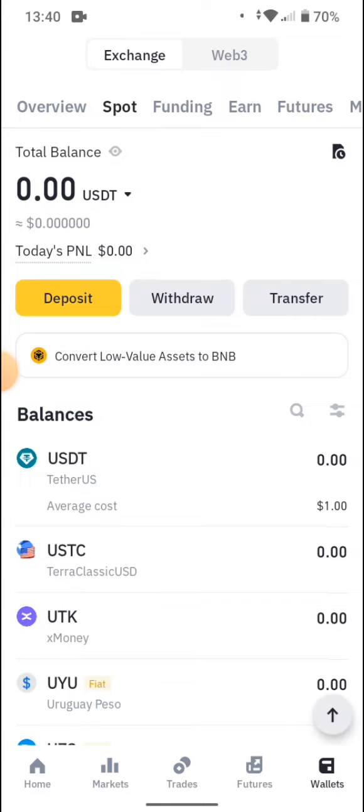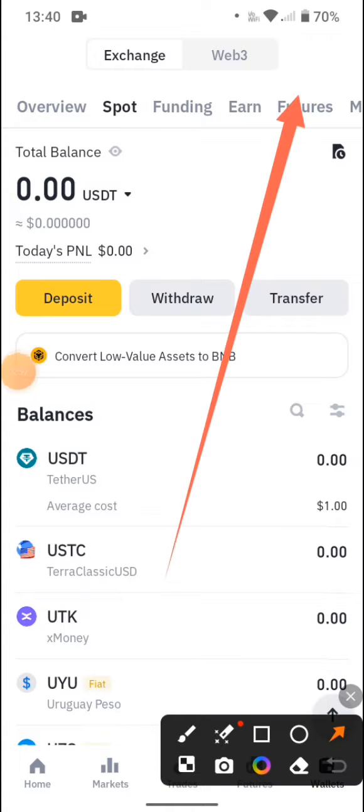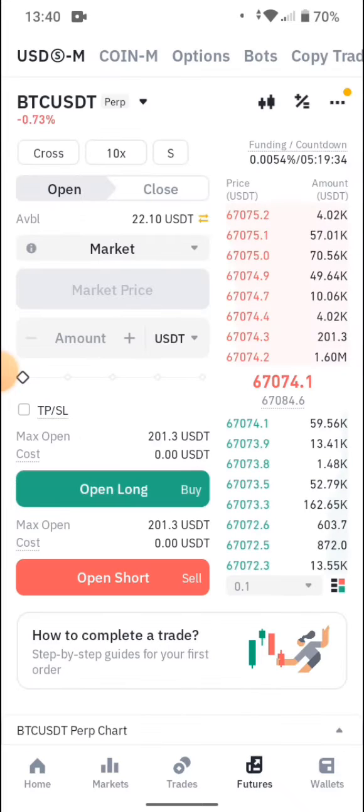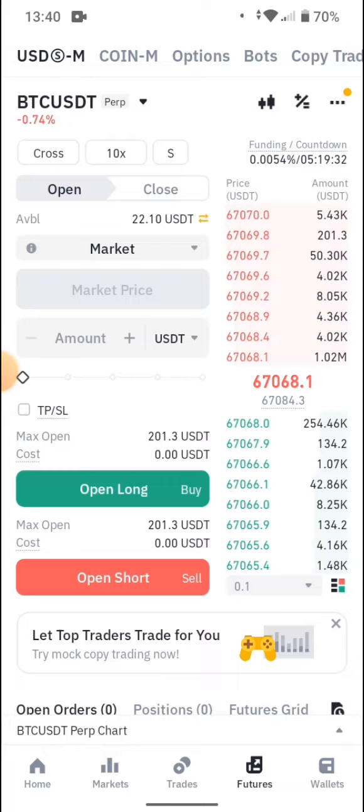Now if you go to your futures, you can either go to the futures page at the top here, or you look at the bottom, where you can see futures. When you tap here, this is your futures. This is where you're going to open your trade.